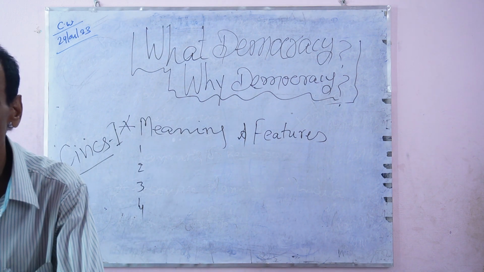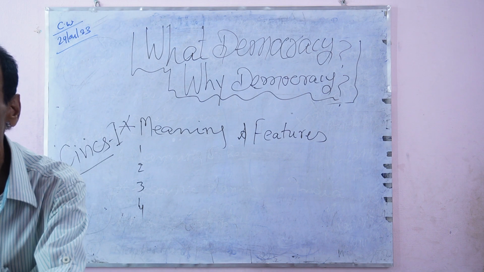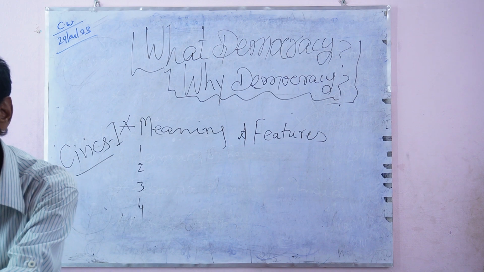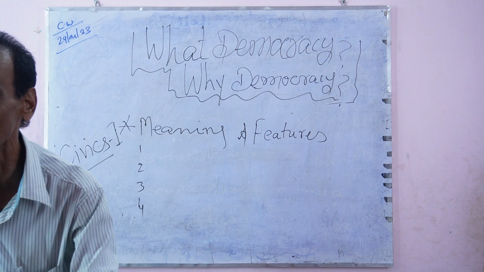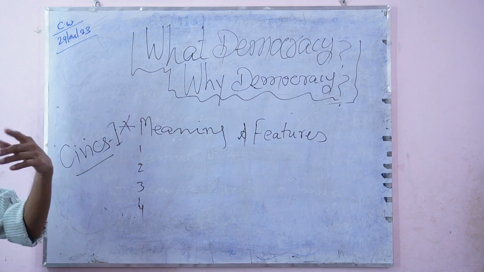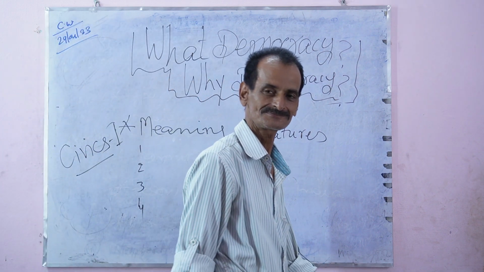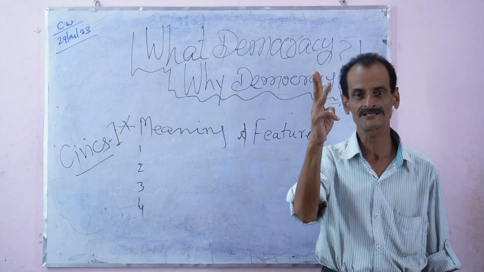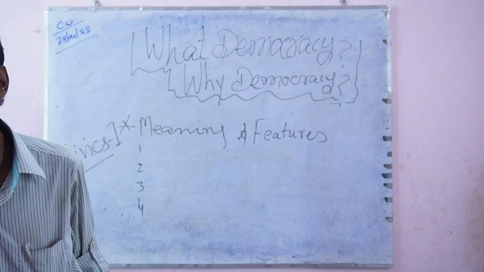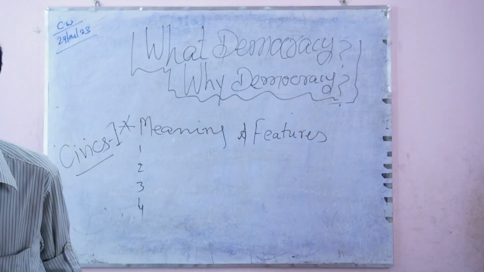Now, democracy is that government where each person should have only one vote, the right to only one vote, and each vote should have only one value. Each person, one vote, one value. Third condition, third feature. What is the third condition to become a democracy? Each person, one vote, one value.